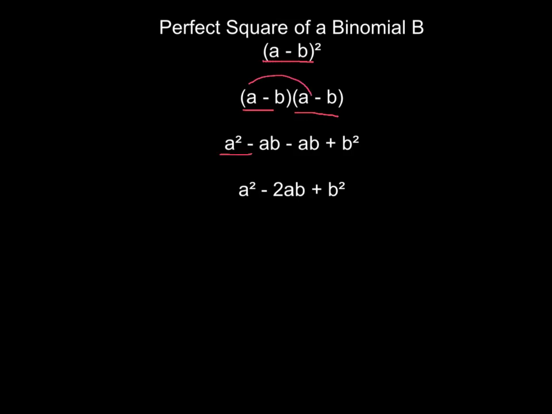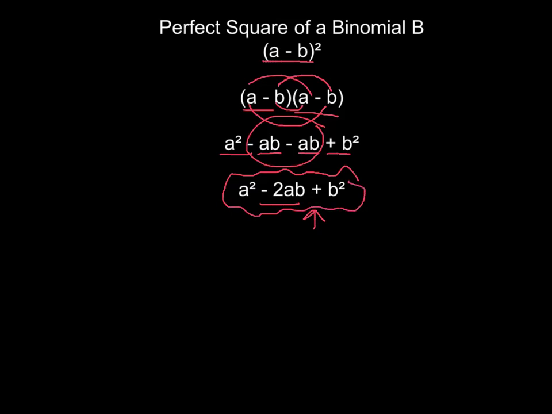A times a is a squared. Outside, you'd have a negative ab. Inside, a negative ab. And then last, negative times a negative goes back to a positive b squared. And then when you combine the middle terms, you'd have a negative 2ab. But notice that that last term is always positive, since you have two negatives when you're multiplying in FOIL. So for our second one, we'll do 3 quick examples using that pattern.